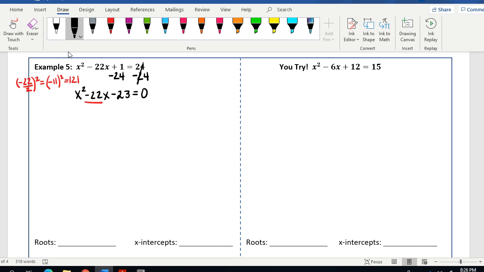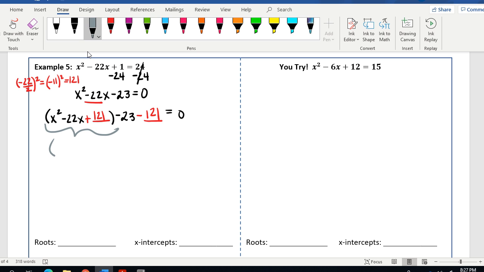I'm going to go rewrite the left side of my equation. I'm going to put parentheses x squared minus 22x plus a blank in my parentheses, minus 23, which is my c term, minus a blank, and then it equals 0. Okay, and I'm going to add that special number that I found, 121, 121. Now I can factor or I can do the shortcut.